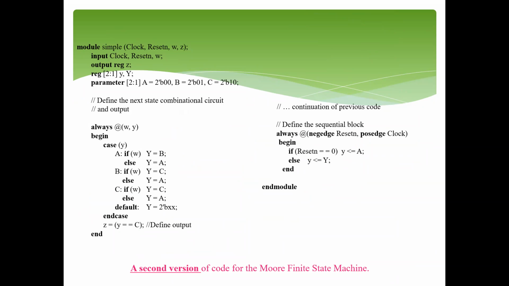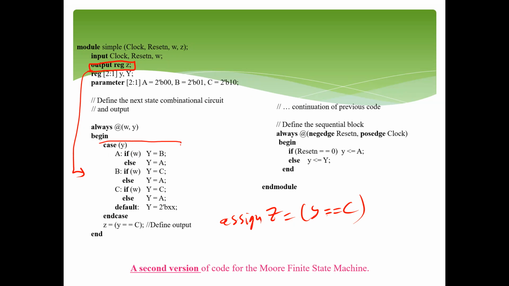Another way to write this code. Now this code is exactly the same as the one in the previous slide. There is only one slight change. Instead of writing Z equal to Y equal to C, which was used in an assign statement, I will declare Z as an output reg instead of an output. So this way I can use it inside my combinational logic block.